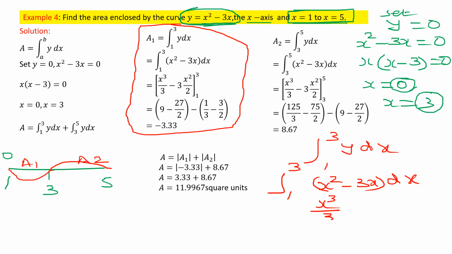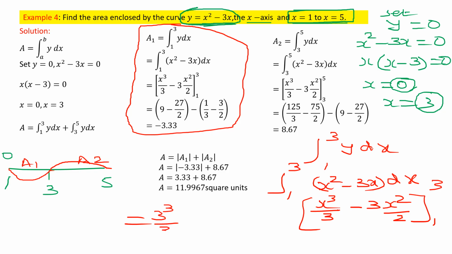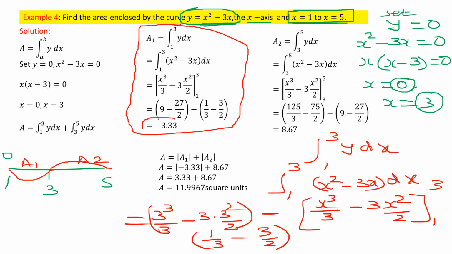Integration of x power 2 is x power 3 by 3, minus 3 is a constant term. Integration of x will give you x squared by 2, between 1 to 3. By substituting the upper limit, this will give you 3 to the power 3 by 3 minus 3 times 3 to the power 2 divided by 2. Then minus, I have to substitute the lower limit. The lower limit is 1, 1 power 3 is 1, so we have 1 by 3 minus 3 by 2. By simplifying this, you will get minus 3.3.